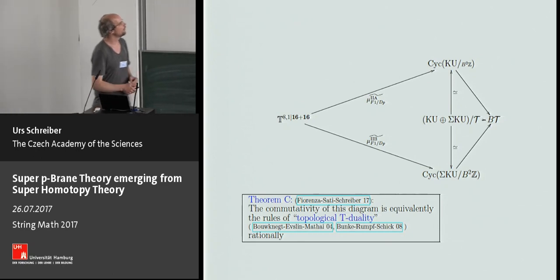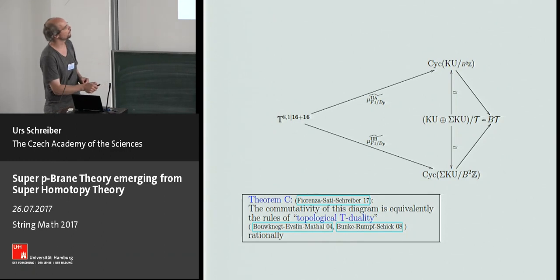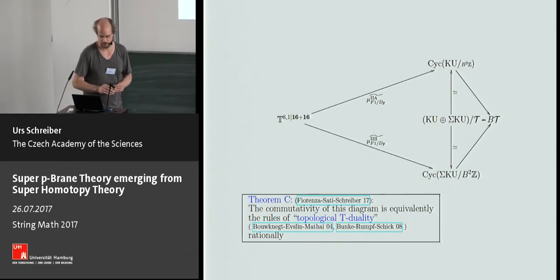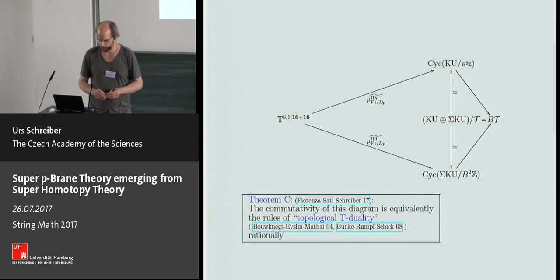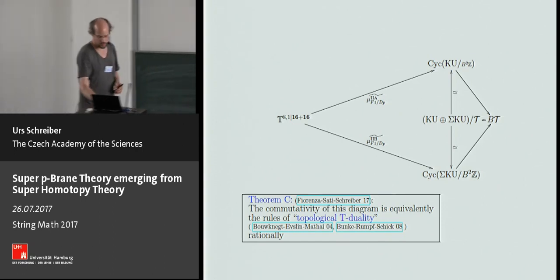We have some quotient here over something called the T-duality 2-group. If we forget the K-theory part, we get another commuting diagram, which turns out to be precisely the rational incarnation of what's called topological T-duality, introduced by Bouwknegt et al. and made precise by Bunke, Rumpf and Schick.